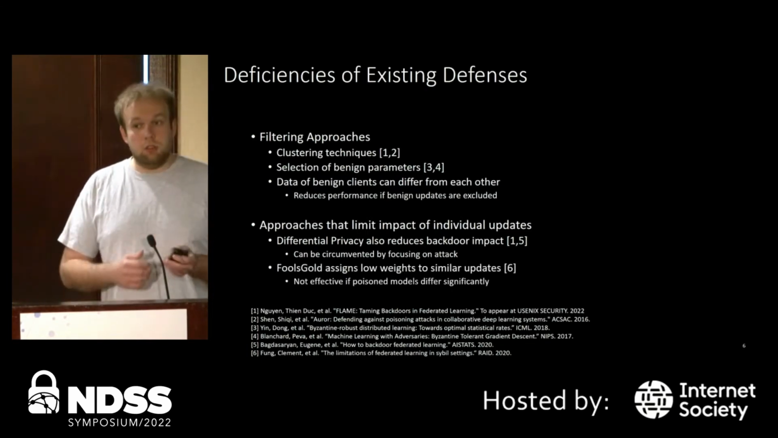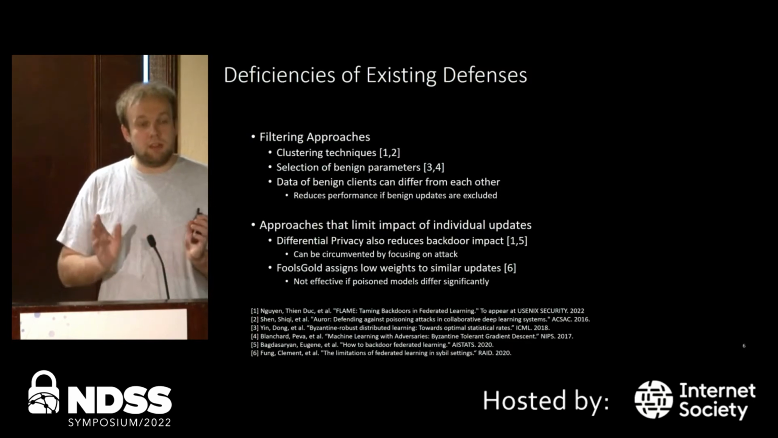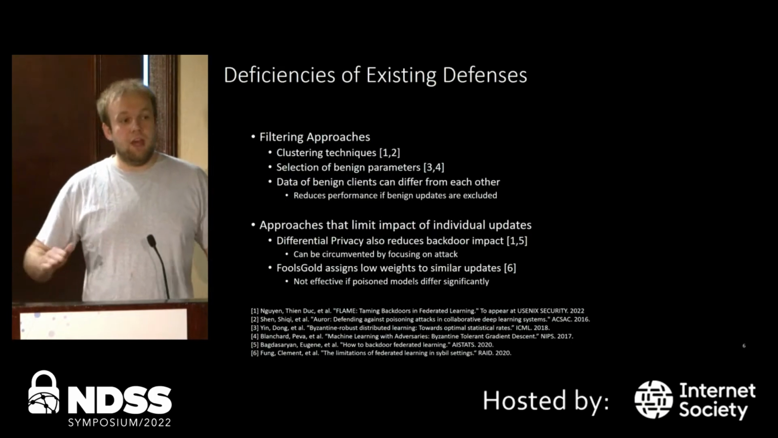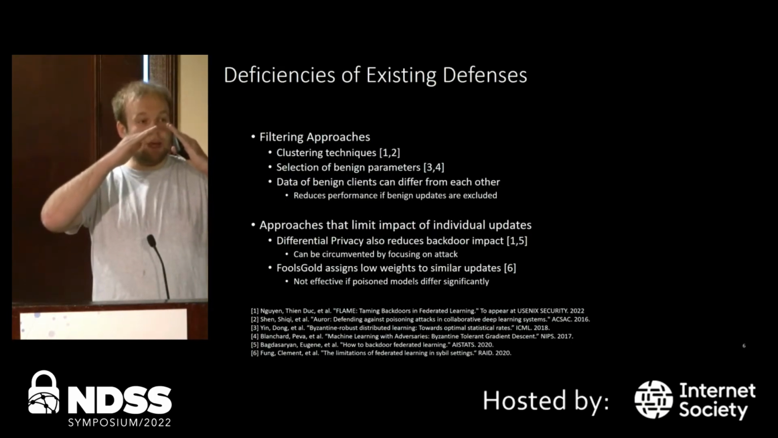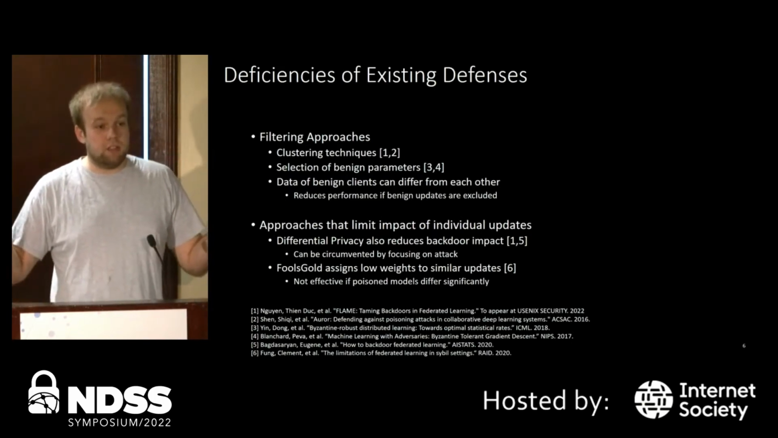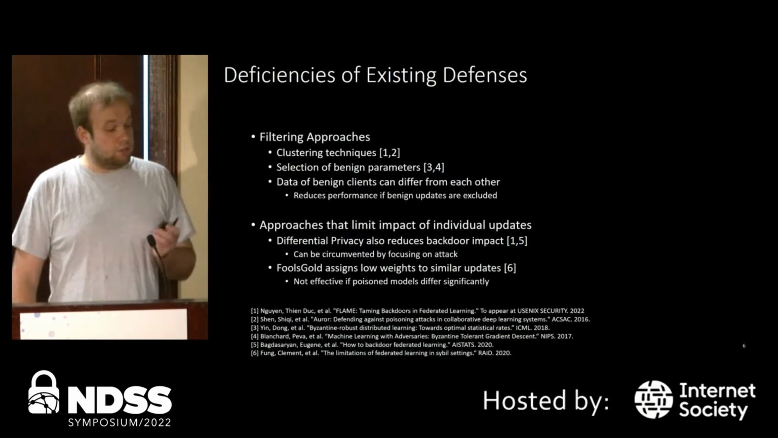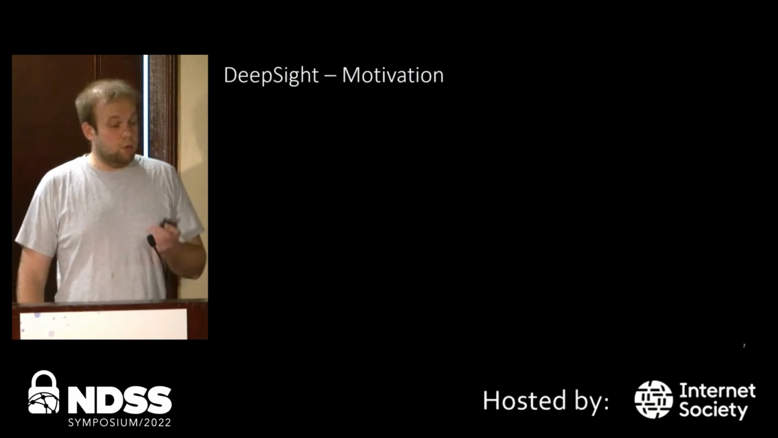Another approach, FoolsGold, assumes that the data of different benign clients are very different, while the data of the different malicious clients is very similar as they try to inject the same backdoor. However, this can be easily circumvented by just making the poisoned models different from each other. To address these shortcomings, we designed DeepSight.